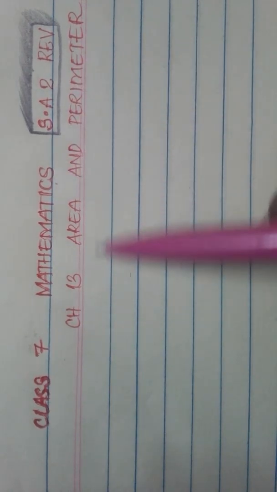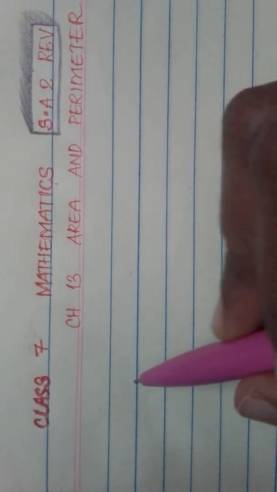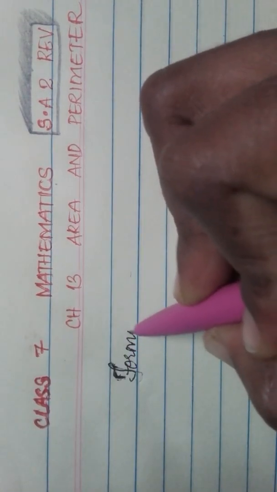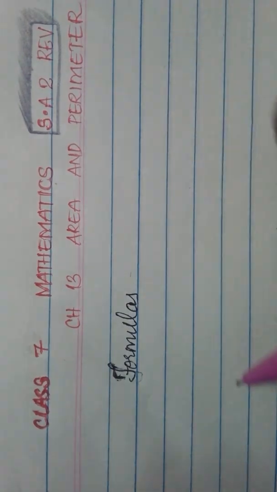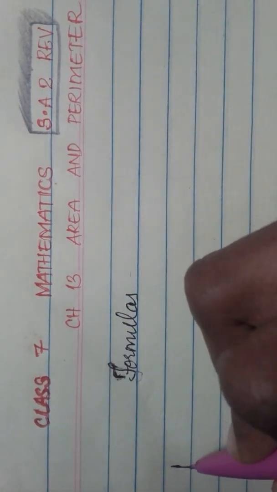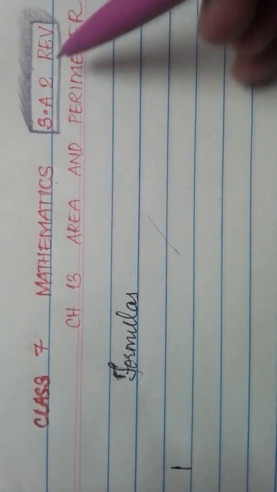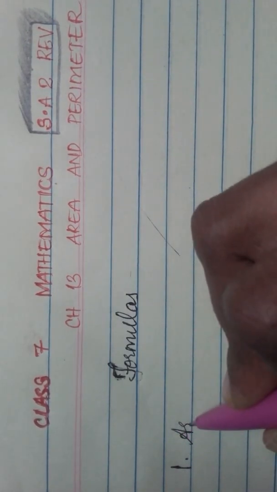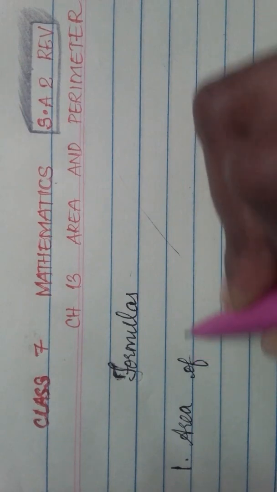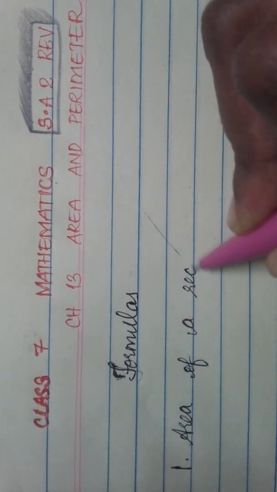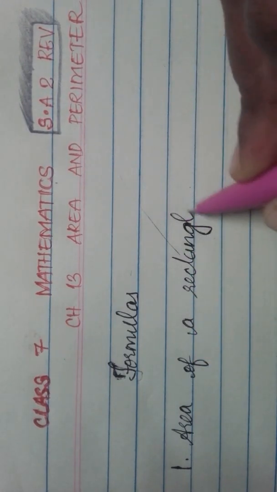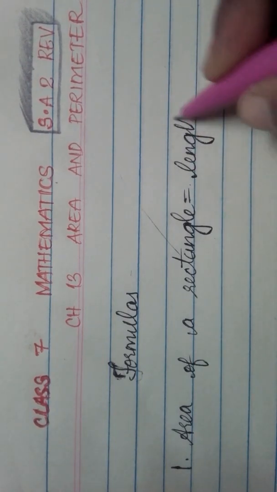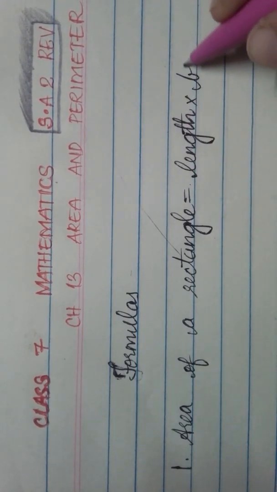Okay, so before we revise, let us write the formulas that we have learnt in this chapter. Formulas. The first one is area and perimeter they have given. So let us write the formulas. Area of a rectangle is equal to length into breadth.